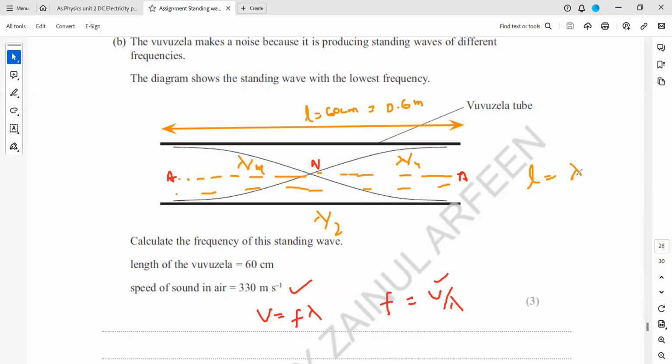So L is equal to half of the wavelength. If we need the wavelength, that will be equal to 2L. So the wavelength will be twice the length. So 2 multiplied by L, which is 0.6, so it will be 1.2. So the wavelength is equal to 1.2 meters. So we have the wavelength and we have the speed. We can work out the frequency. Frequency in this case is speed divided by wavelength. Speed is given as 330 and the wavelength is 1.2. So the frequency will be 275 hertz. Is it clear? This is part B.